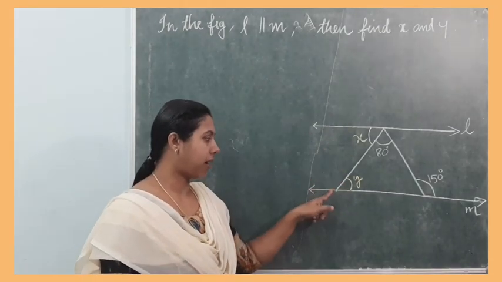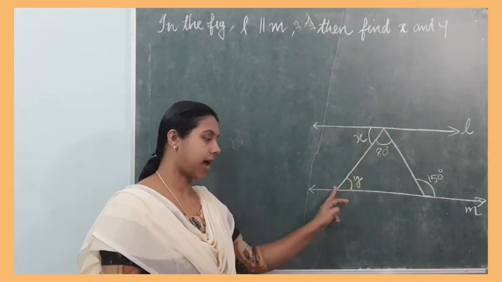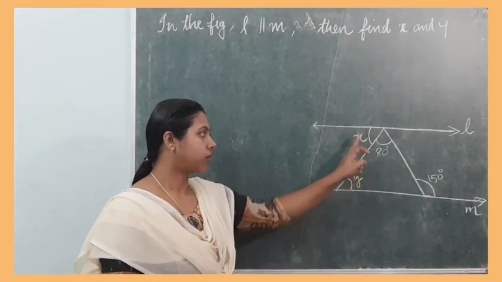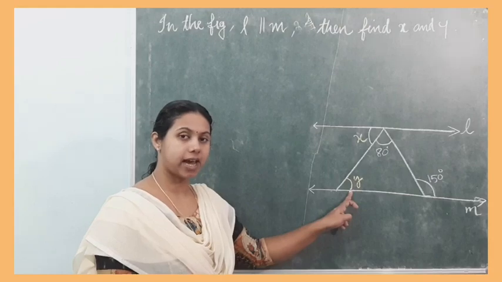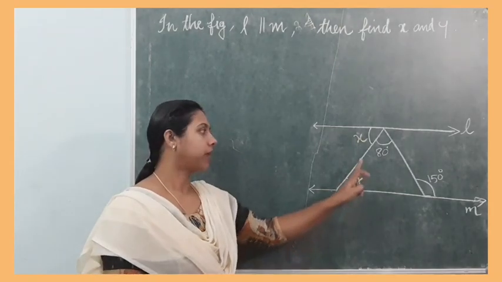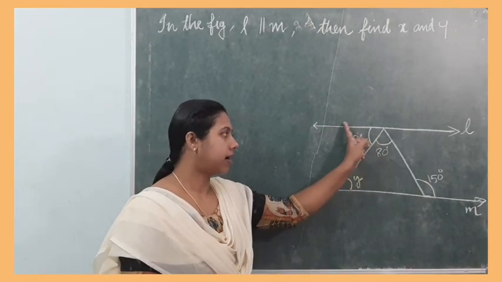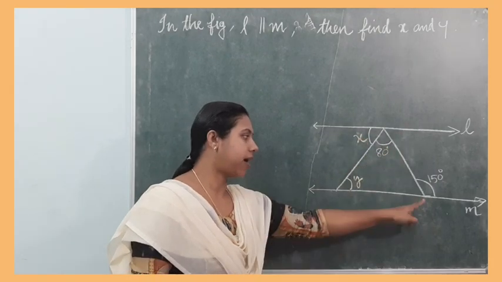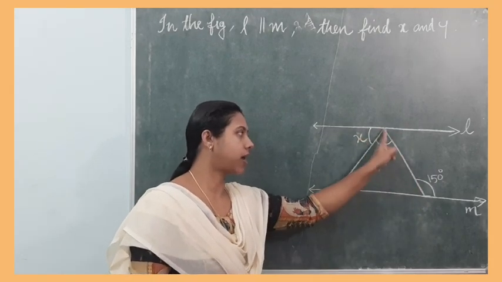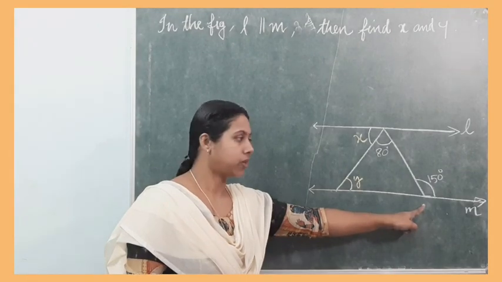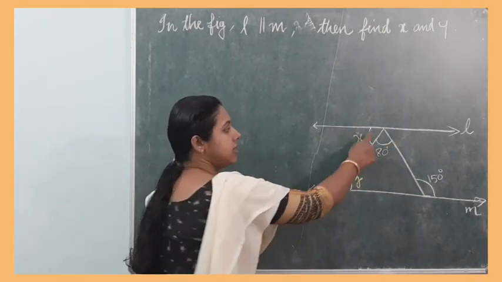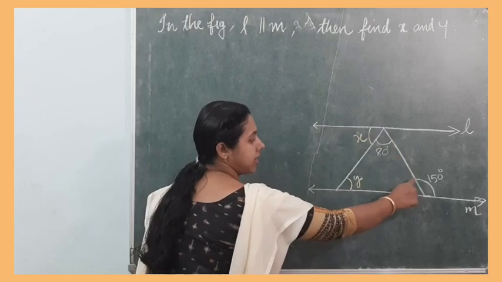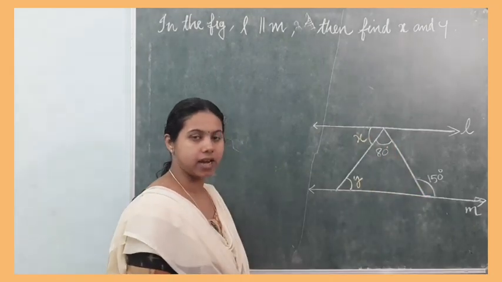If it is a parallel line, then this is a transversal. So angle x and angle y are alternate interior angles. They are equal. And L parallel to M, then this line is also a transversal. So this 180 degree will be equal to this angle. These two angles are alternate interior angles.